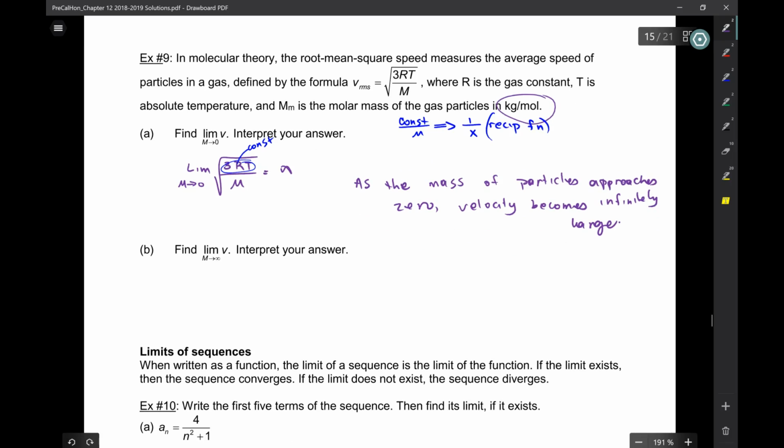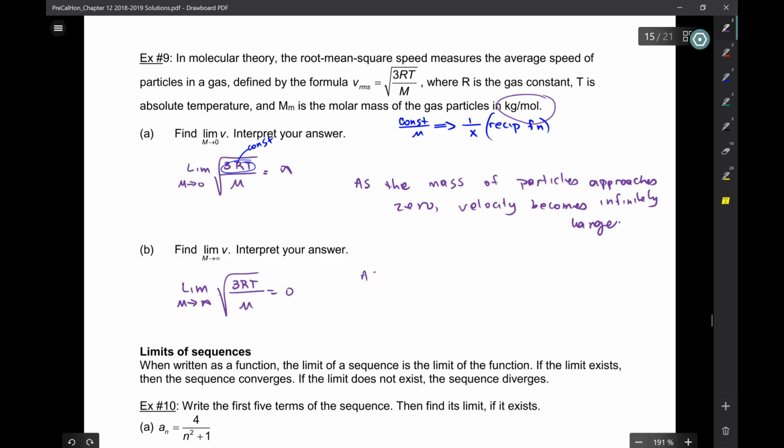The limit as m approaches infinity of v. So the limit as m approaches infinity of the square root of 3RT over m. Now, if you have something over a very large number, if you have one pizza and you have to divide it among 1,000,000 people, how much does each get? A minuscule amount. So that approaches 0.